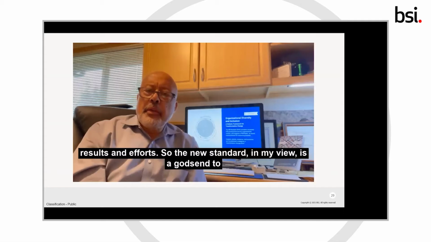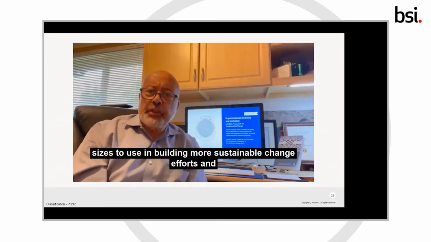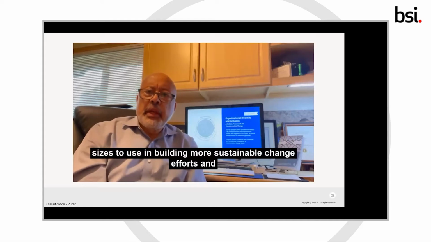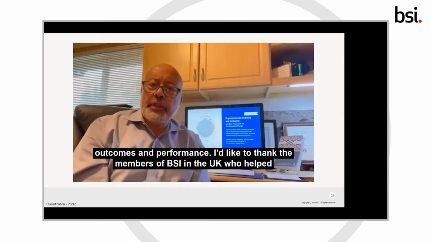So the new standard, in my view, is a godsend to the diversity and inclusion community. And more importantly, it's an important tool for organizations of all sizes to use in building more sustainable change efforts and leading to successful and more inclusive organizations and organizational outcomes and performance.